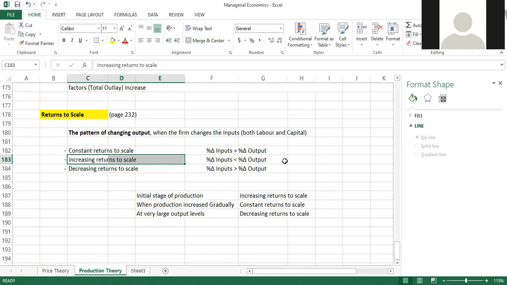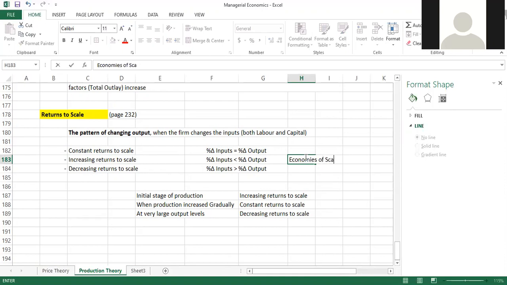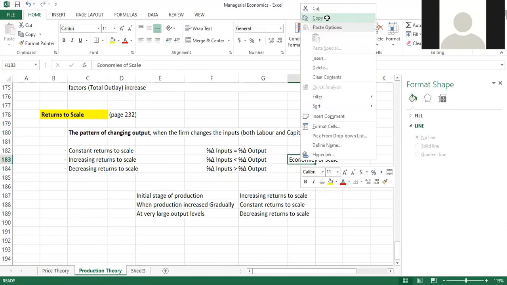So increasing return to scale leads to economies of scale. That's why these two concepts are very much related. But gradually, what will happen? When inputs increase, output increases only by a smaller percentage. That means what will happen to the cost per unit? Cost per unit will start to increase after a certain level. That is called diseconomies of scale, right?